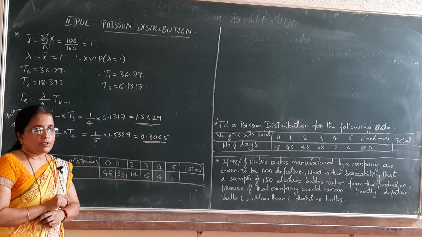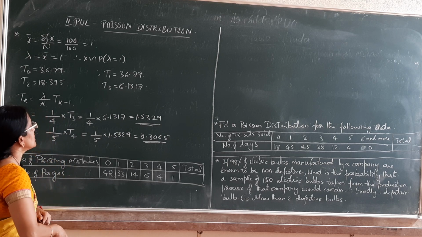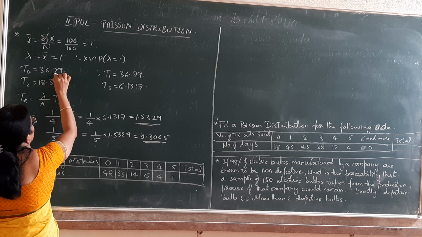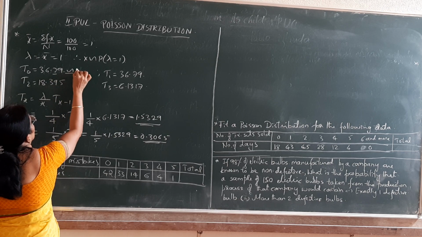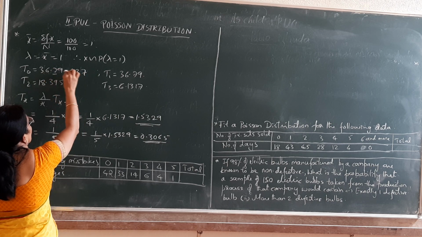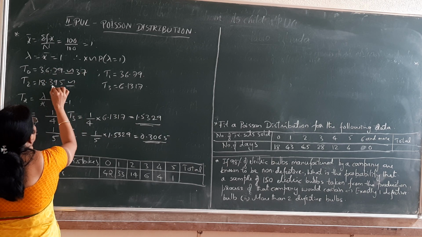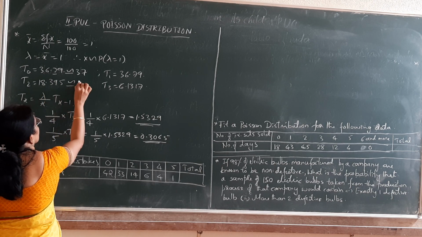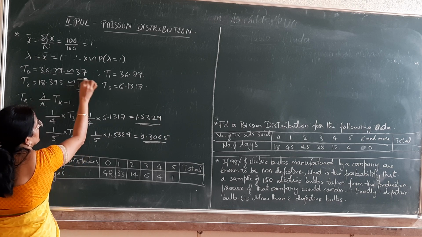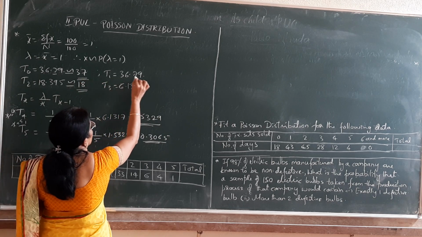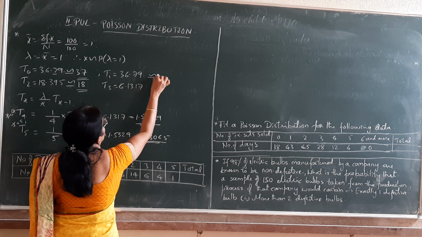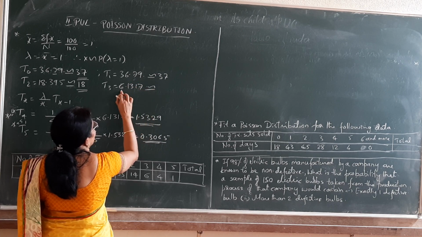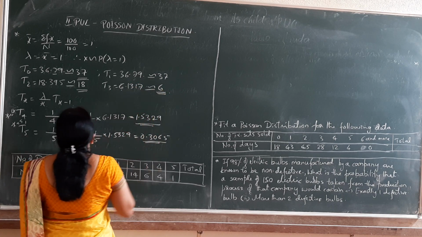Once we got it, first we must approximate it to the nearest integer. Now T0 is 36.79. Look at the first decimal value. It is 7, which is greater than 5, so it becomes 37. Increase the integer part by 1 unit. Similarly, 18.39, since the first decimal is 3, don't increase 18, we must write it as it is. Next T1 equal to 36.79, so it becomes 37. Similarly 6.13, this one is less than 5, so retain the integer as it is, 6 itself.